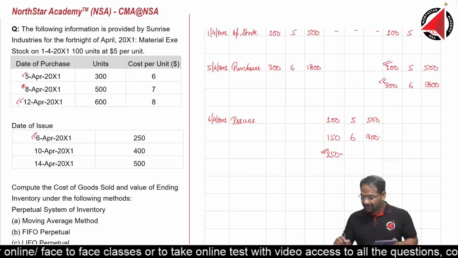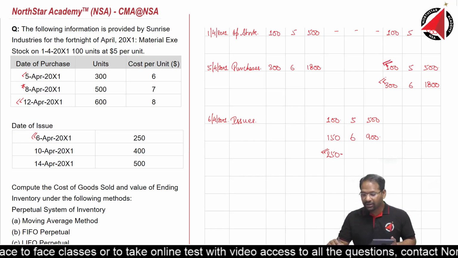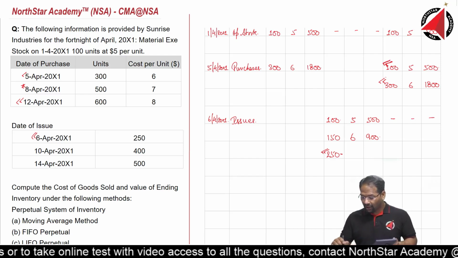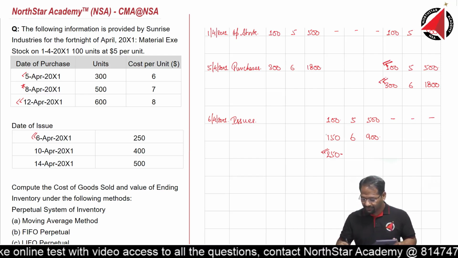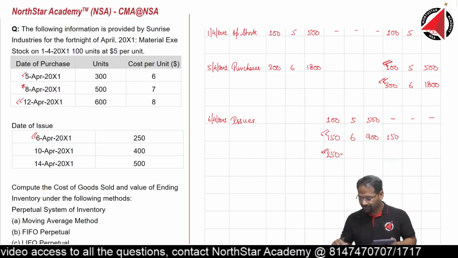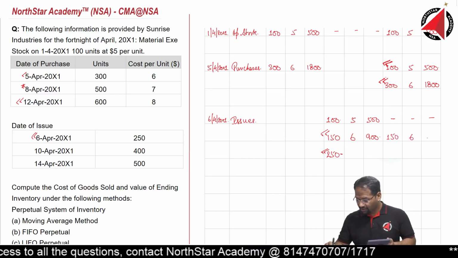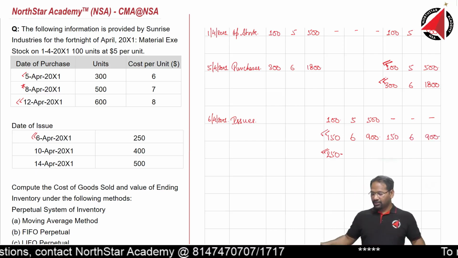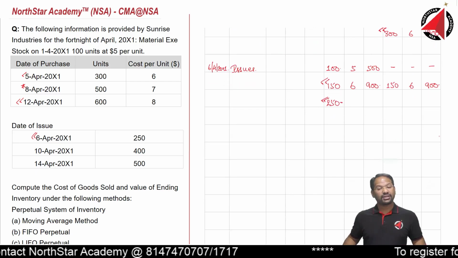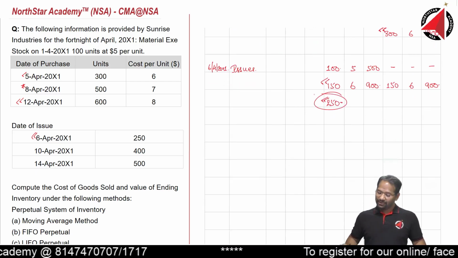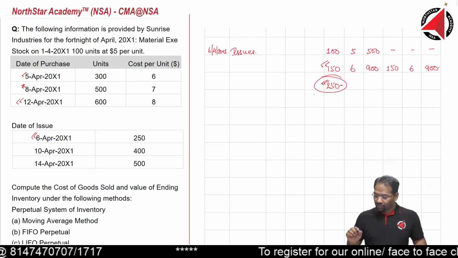Now in the balance, this 100 is not there because we have issued. So this 100 has gone. And out of this 300, 150 we have issued. So how much is left? 150 is left with us. And at what rate? $6 and 900. So this is what is left with us. Alright, 250 units was the total units that we issued. Let's go on to the next date.